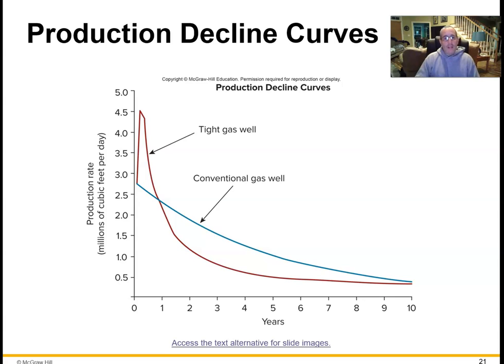When we talk about fracking, most of you probably heard about that in the news. It's very controversial. It's a very destructive practice. It has a lot of environmental implications. But what it has done is allow us to get at more petroleum reserves that we were not able to get to before. So that's what this red line is, the tight gas well.